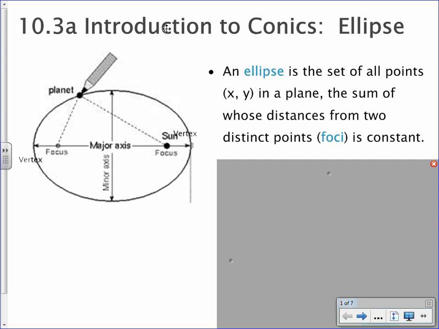Any point along our ellipse is going to have the same sum of the distances from the foci, no matter where you are. Okay, that's kind of a mouthful. It's kind of hard to visualize. Let me give you a picture.